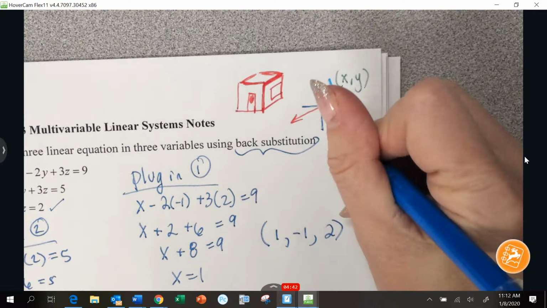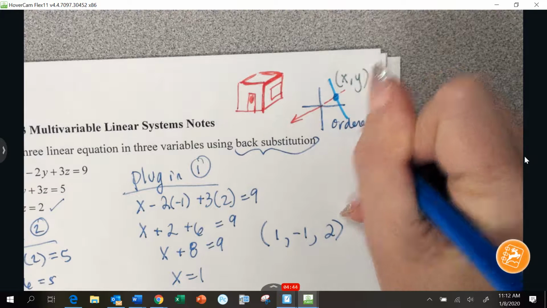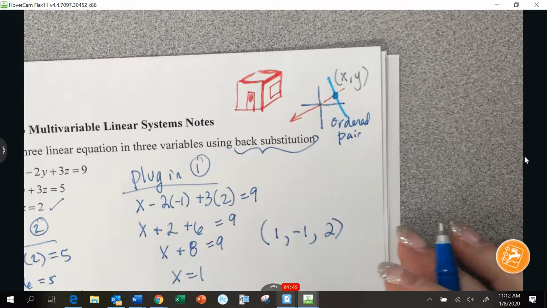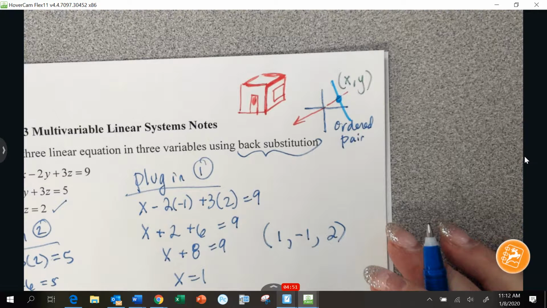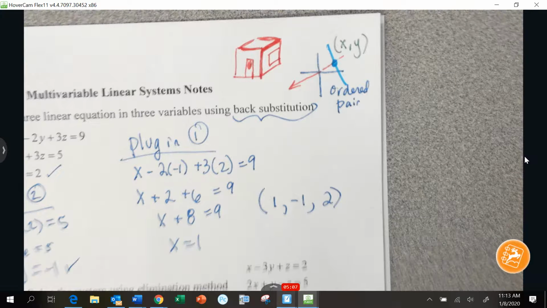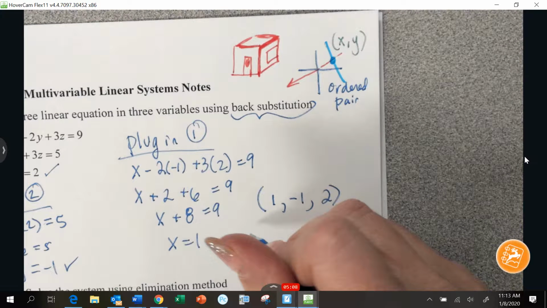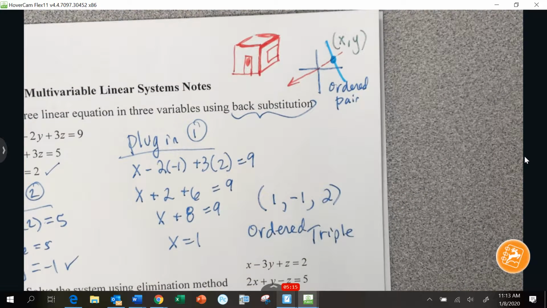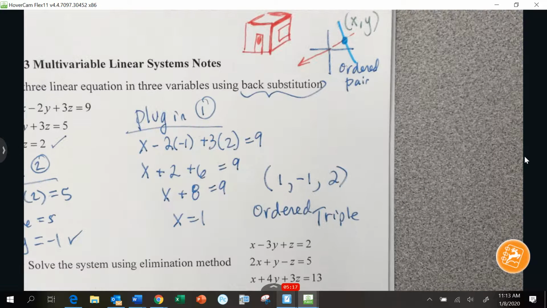So this one's a pair. Do you know what pair means? Whoever said tripled pair? You're on the right track. Close. She said ordered trio. Let's put that together with what you were saying. What do you think it's called? Ordered triple. That's what it's called. And we do put it in x, y, z.